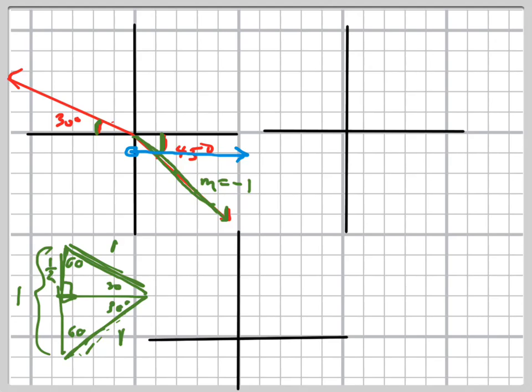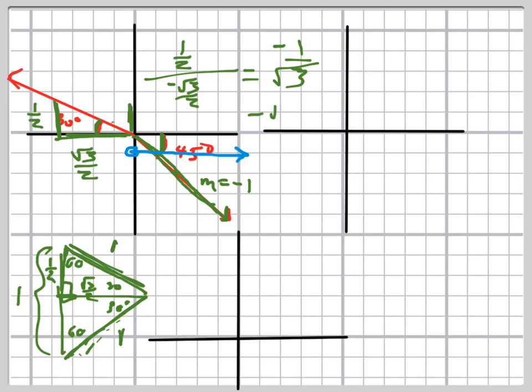And using Pythagorean theorem, this would be √3/2. So this distance right here is √3/2, and this distance right here is 1/2. So what's the slope? Rise over run. Well, you can think about going up 1/2. That's the rise, and the run would be -√3/2, which means -1/√3, which is -√3/3.